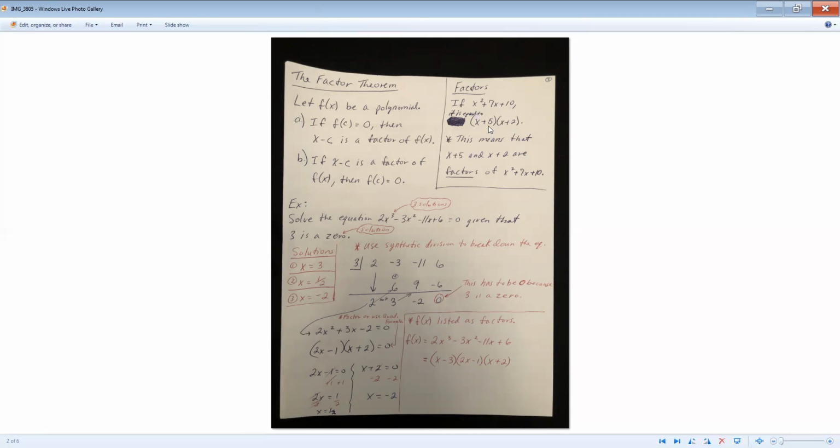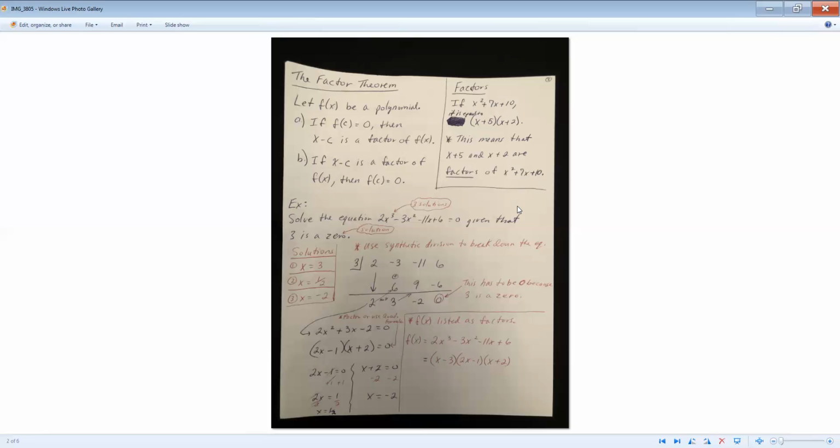That also means when I plug in -5, remember we use the opposite sign here, I'll get 0. And when I plug in -2, I will also get 0 when I plug them into this function right here. If those are the factors of this function, when I plug the opposite term, I'll get 0. And that goes back to 0 being our solutions. If I solve this for x, subtract 5 from both sides, I have x equal to -5. If I solve this for x, when I subtract 2 from both sides, I get x equal to -2. So that's where all of this comes from. All of these things are connected.